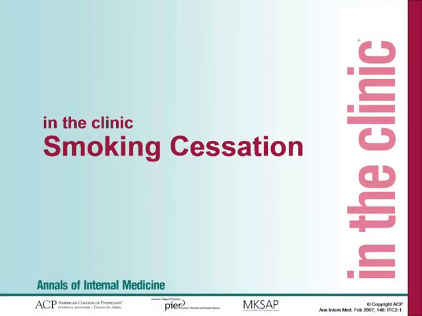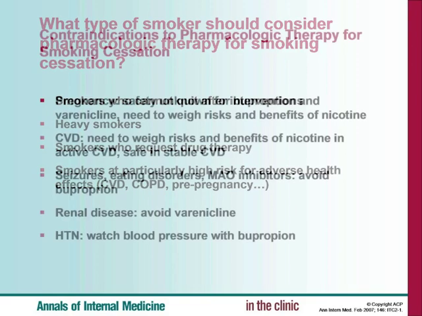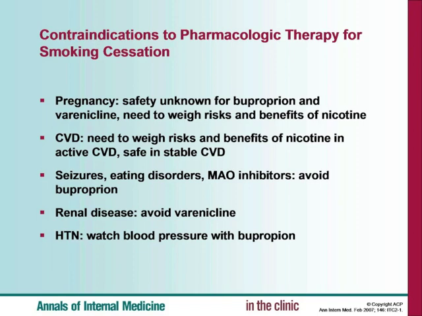Now, I want to move briefly into the clinic. This is the American College of Physicians proprietary smoking cessation clinic, and it's a great summary that's worth looking at. We should consider the type of smoker who should be considered for smoking cessation: people who can't quit after behavioral interventions, heavy smokers. If somebody asks for it in terms of, doc, I need to stop, I can't stop on my own, that's important. And also smokers who are at high risk for adverse health effects, certainly patients with established lung disease, heart disease, and somebody who is thinking of getting pregnant.